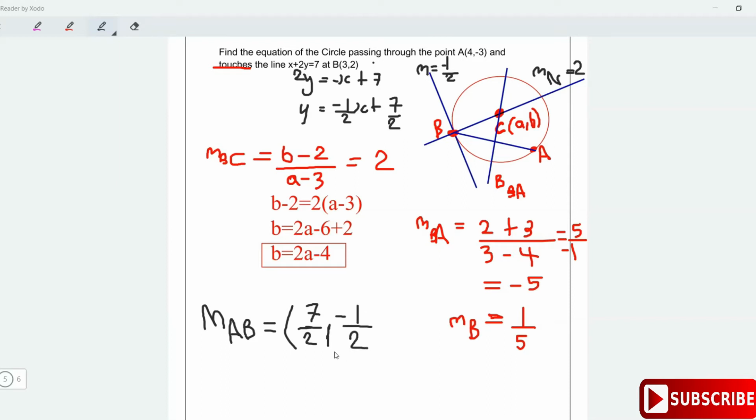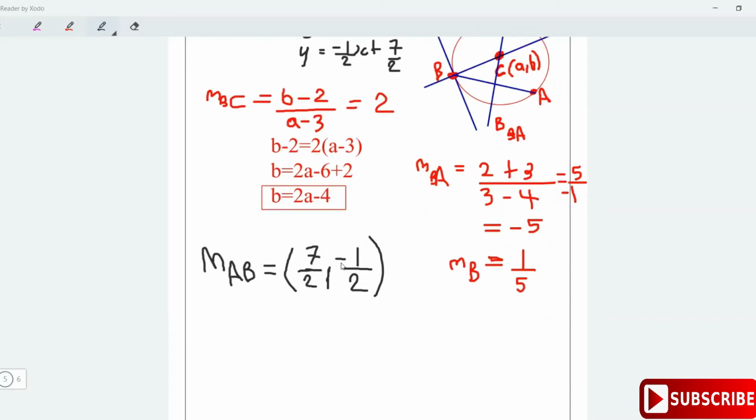Now that this is the midpoint of AB, what are we going to get? Well, the equation of the bisector is now going to be y minus minus a half, so it is now y plus a half, is equal to the gradient of the bisector, which is 1 over 5, into x minus 7 over 2.